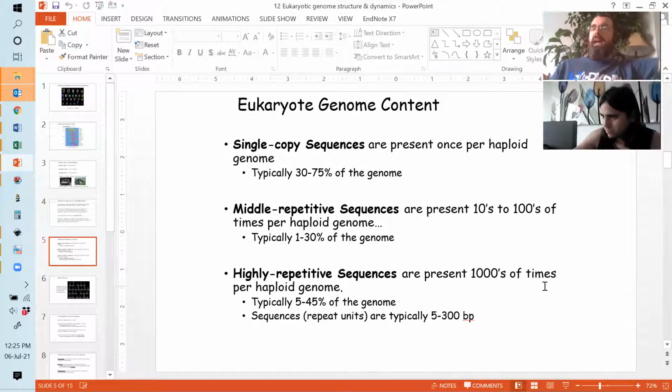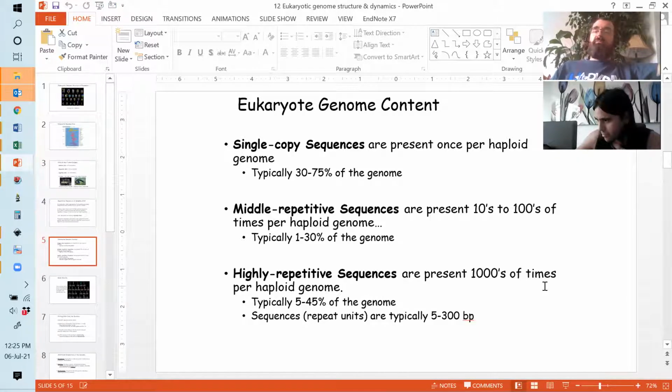And so when we look at these repeats, typically there's single copy sequences, and those include genes, whether protein coding or RNA coding, or non-coding as they're called, and other just bits of DNA sequence could be anywhere from like a third to three-quarters of the genome.